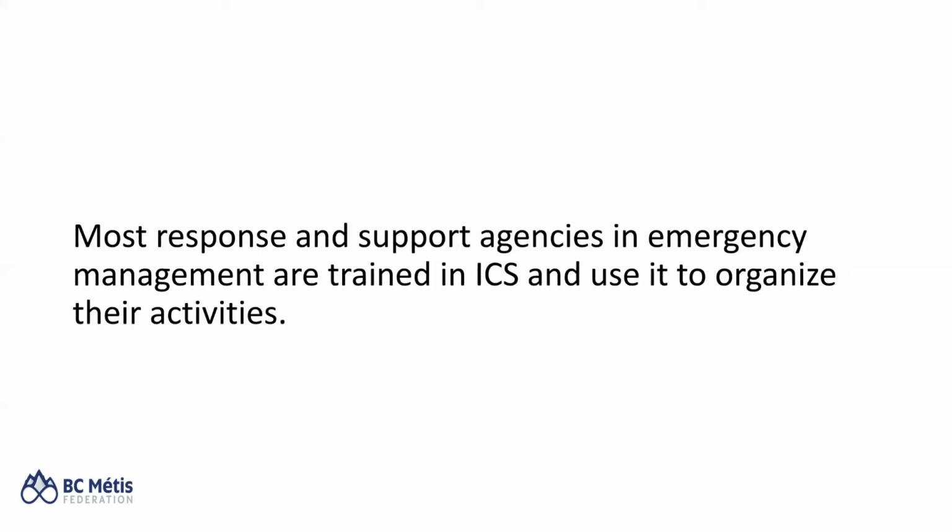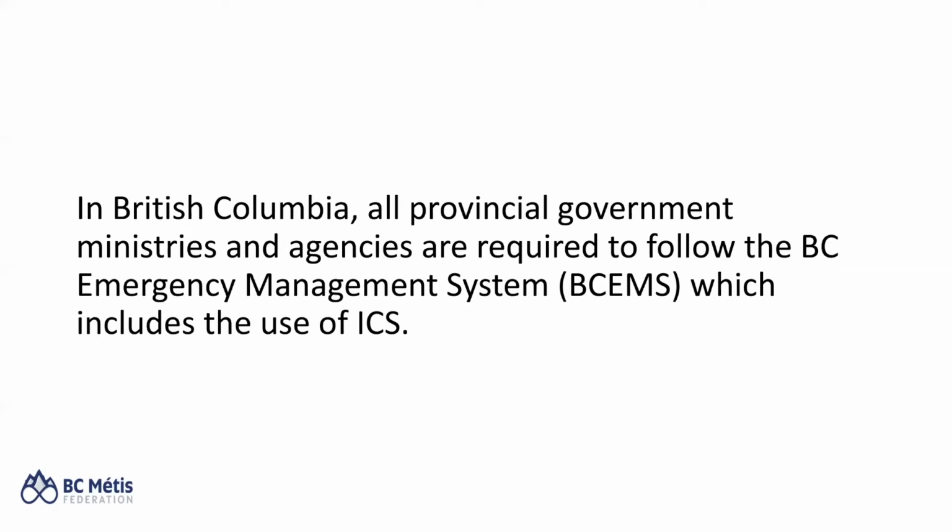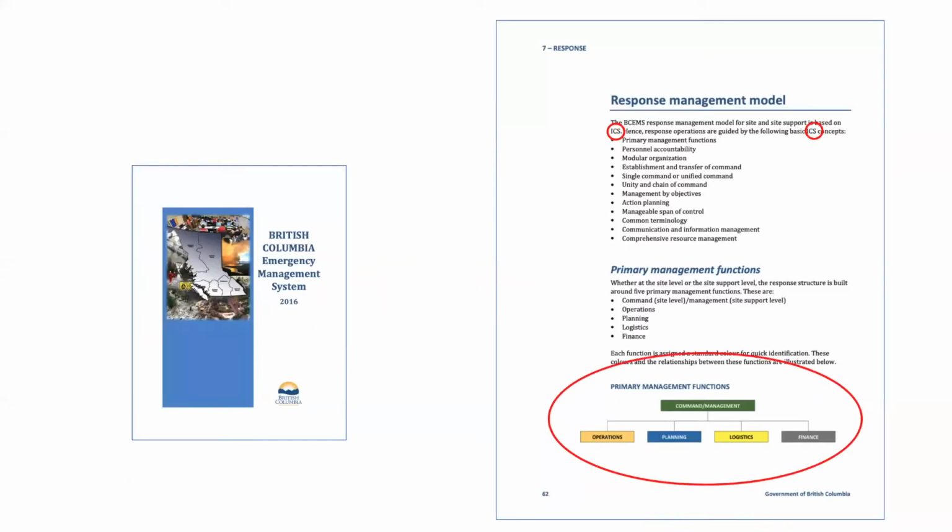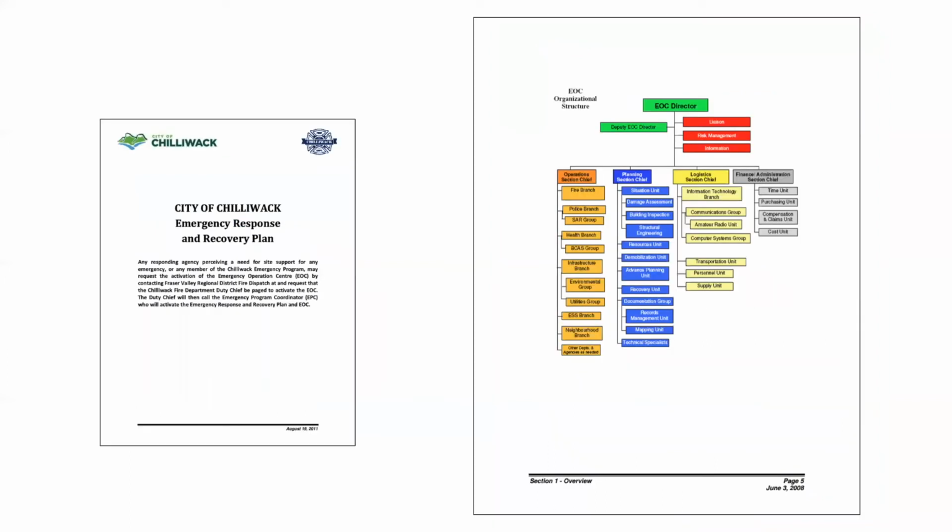Most response and support agencies in emergency management are trained in ICS and use it to organize their activities. In British Columbia, all provincial government ministries and agencies are required to follow the BC Emergency Management System, or BCEMS as it's commonly referred to, which includes the use of ICS. Here you see the ICS reference in their most recent BCEMS document. And note at the bottom of this example page here, the primary management functions. That organization chart will come back several times in this short introductory course.